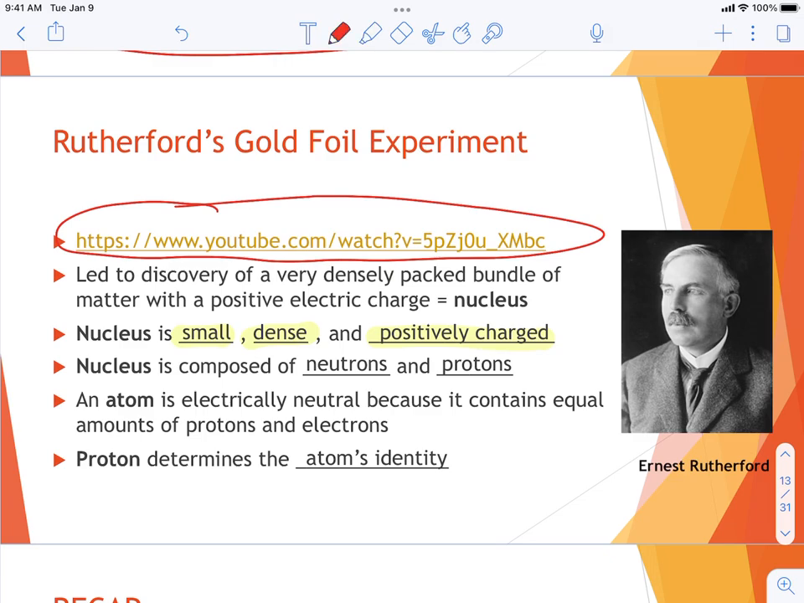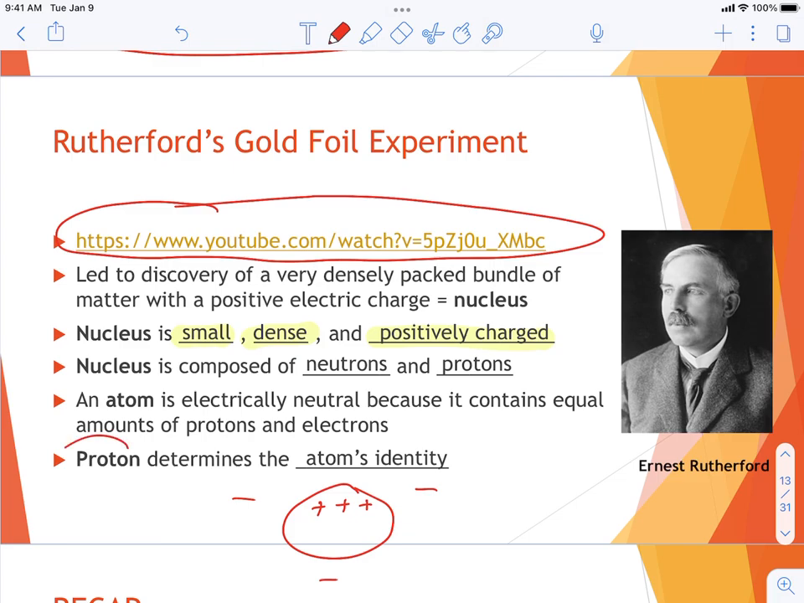An atom is electrically neutral because it contains equal amounts of protons and electrons. So for the beginning of chemistry this year, all of our atoms are neutral. So if we have an atom here, here's the nucleus, and it has 3 protons, we know that there is going to be 3 electrons on the outside. It will not always be like that this year. We'll get to what's called ions. But for now, they are equal.